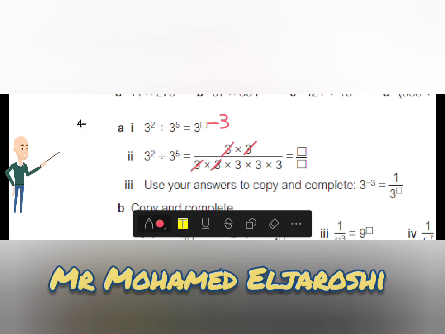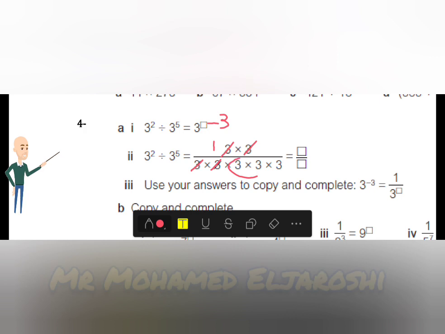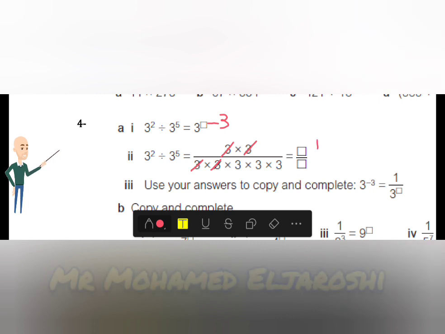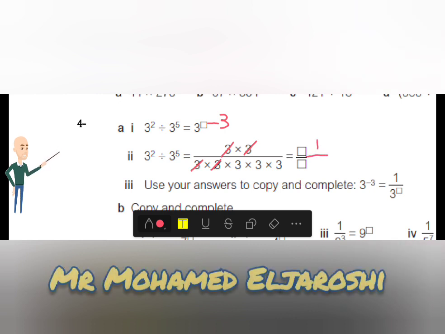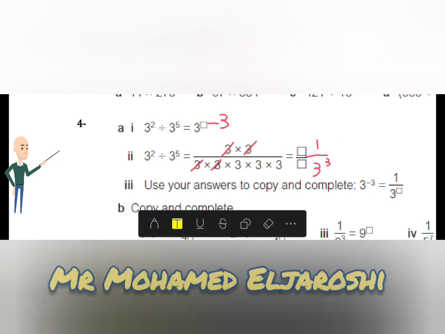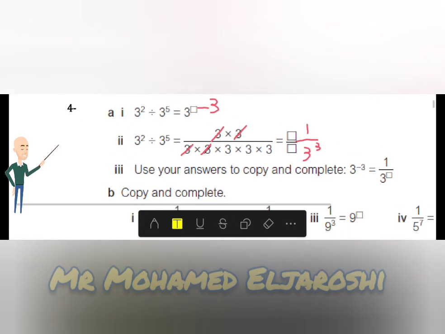And then you end up with 1 on the top here, and then in the bottom you end up with these in the denominator. Now, you're going to write them in the boxes here. So it's going to be 1, and then in the bottom or the denominator part, we have 3 power of 3. You can find it with a calculator. It will give you 27. And this is the right answer. Now let's move on to the next question.